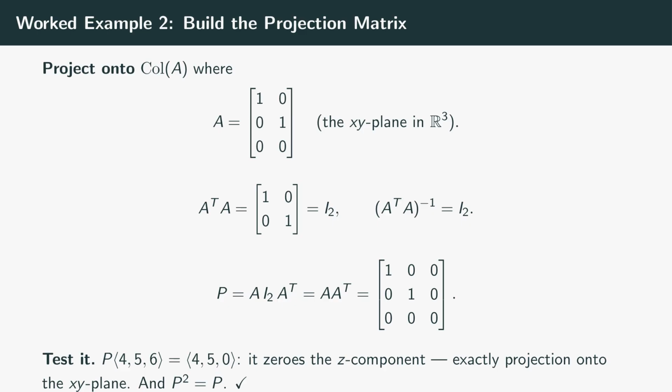Multiply those out, and you get the 3x3 matrix with 1s in the first two diagonal slots and a 0 in the third. Let's test it on the vector 4, 5, 6. Multiplying gives 4, 5, 0. It kept the x and y components untouched and crushed the z component to 0, which is exactly what projecting onto the xy plane should do. And you can check P squared equals P, squaring that diagonal matrix leaves it unchanged. The formula delivered the projection we already understood geometrically.